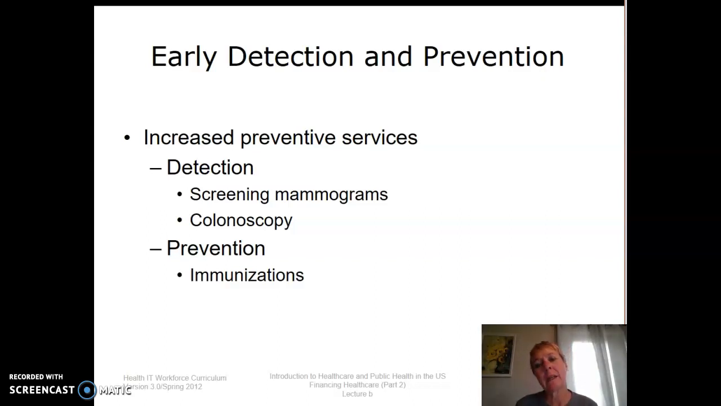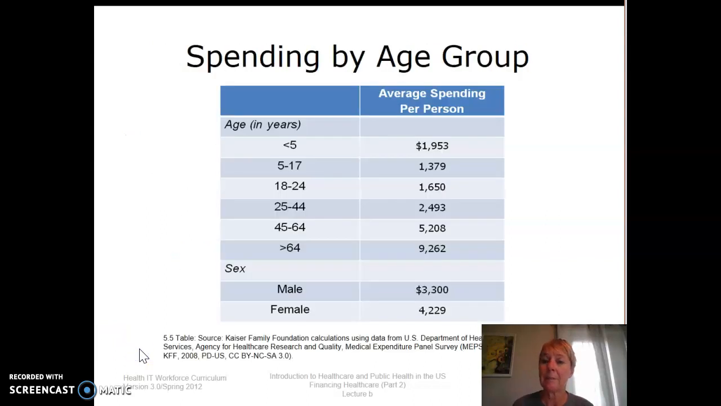So detection, a lot of health insurance plans provide coverage for services that can help detect diseases, such as screening mammograms. And now they do 3D screening mammograms, which will give you an even better view to see if there's an incidence of cancer. Colonoscopies are a type of preventative service that more health plans are now covering to identify the early onset of disease and thus lower future healthcare cost. Prevention, immunizations is disease prevention. It's also prevention of disease spread in the public health arena.